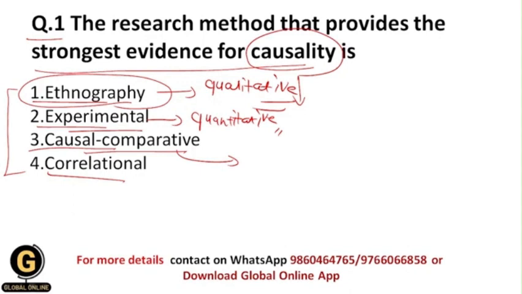Okay, and that's why we don't have proper control over the variables like we have in experimental research. So this is the most important thing in the causal comparative research method. And as well, if there is a cause and effect relationship between the variables, then we will get the right results, but if it is not there, then we don't get the proper results, and that's why here we don't have the strongest evidence for causality, like we have in the experimental research method.